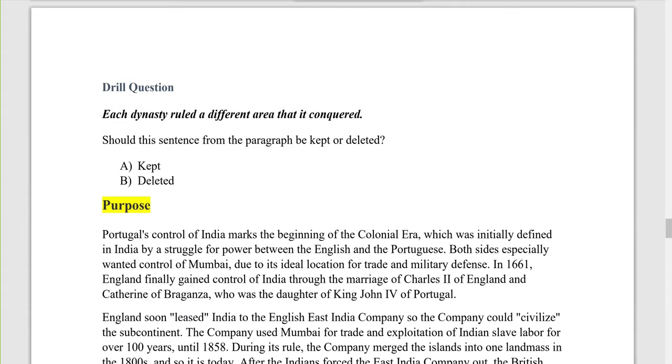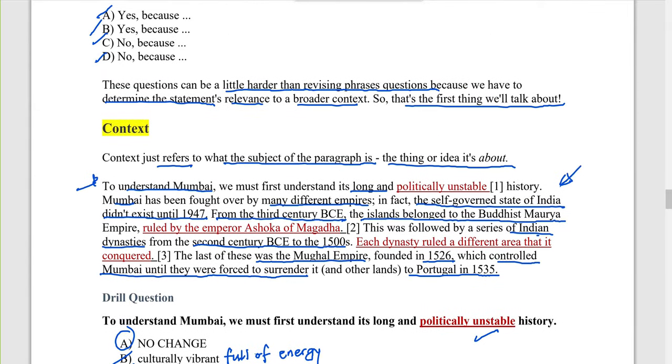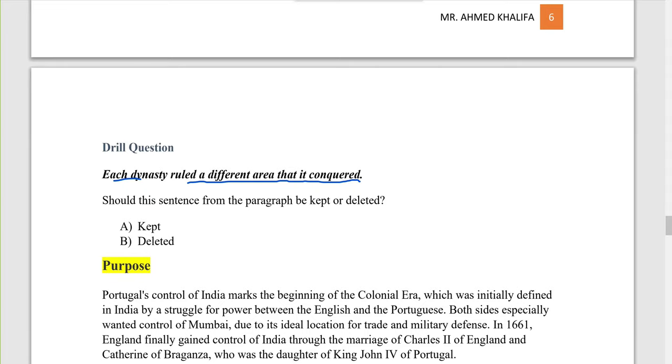Each dynasty ruled a different area that it conquered. Should this sentence from the paragraph be kept or deleted? Wait a minute. Write it down in a notebook so you can remember it. Each dynasty ruled a different area that it conquered. And here, this is the paragraph. Does this sentence add any information, or is it a bit unclear? And for me, it's a bit unclear, by the way.